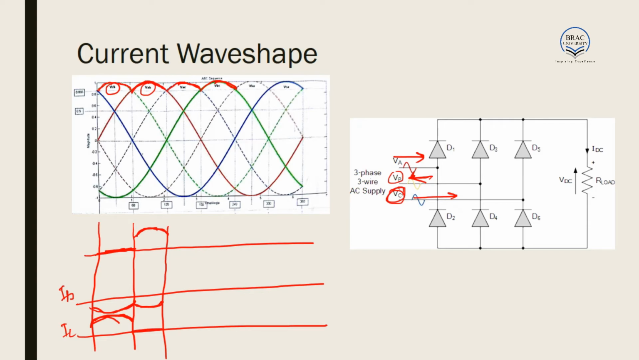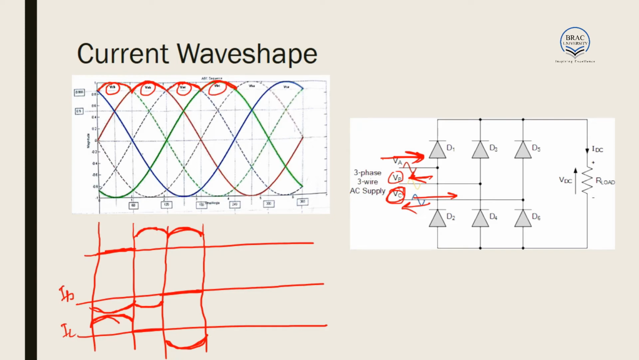In the next 60 degree, that is from 120 degree to 180 degree, the output is equal to VAC, that is current leaves the A terminal, A phase, and comes back into the C phase. As a result, the current at A would be positive, C will have a negative value of current, and B will have 0 value of current.